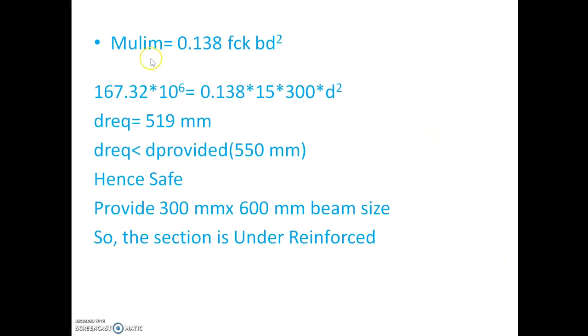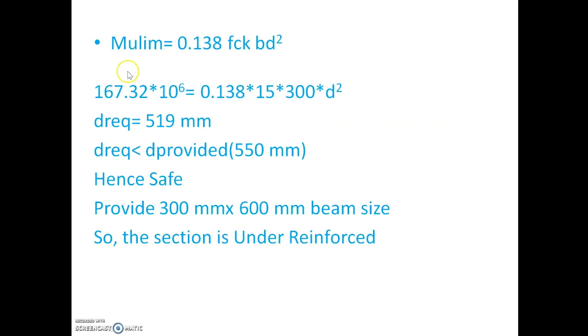After getting the Mu value, calculate the Mu limiting value. Here we can do two types, that is by calculating Mu limiting we can compare Mu and Mu limiting. If Mu is less than Mu limiting, then the section is under reinforced, but in this case I am checking the depth of that particular beam, whether whatever we provided is safe or not.